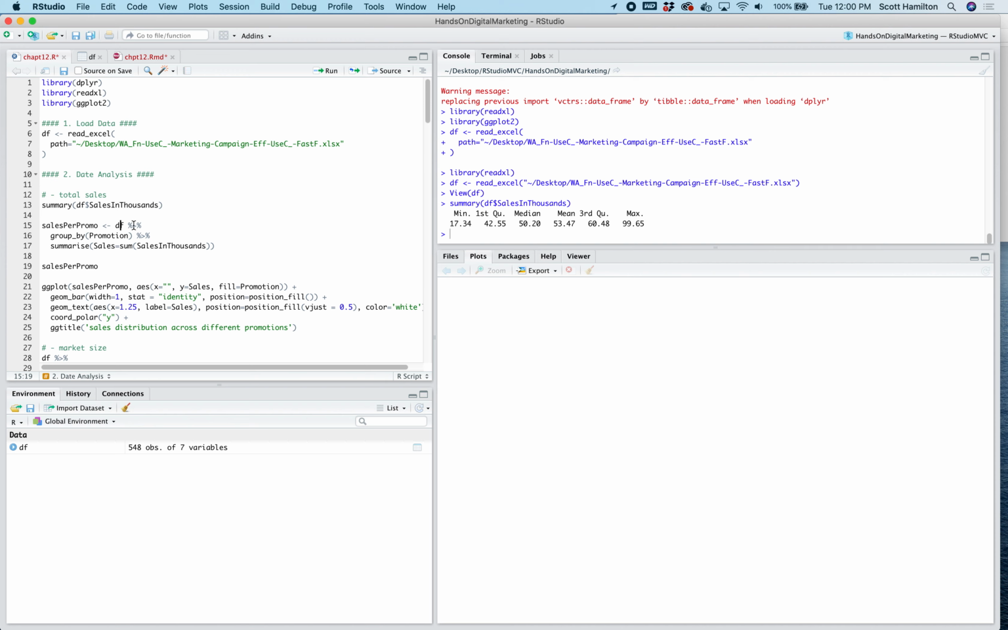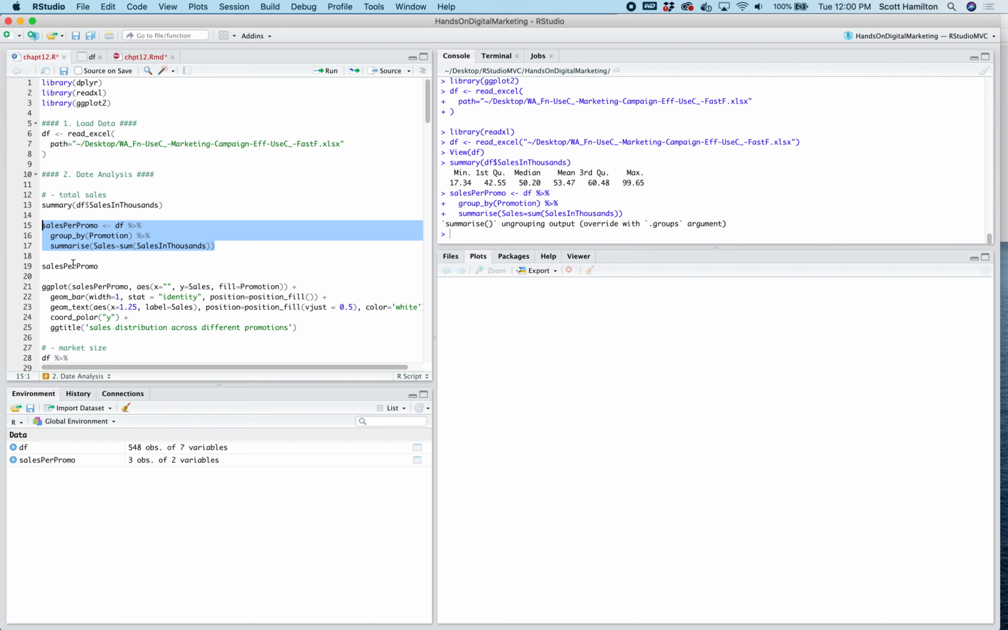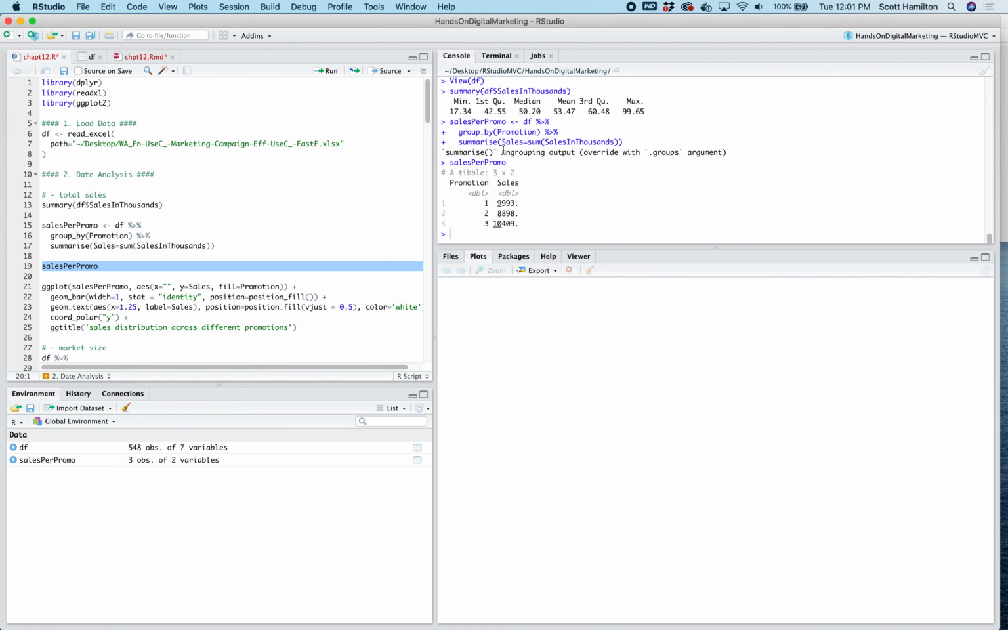We're going to take our data set, pipe it through a group by promotion, and then pipe that through a summarize of what we're going to call sales, and that equals the sum of sales in the thousands. So hopefully you're still tracking on what that means each time, and then we can look at that in our output and we can see total sales in thousands per promotion. There's 3 promotions and we've got 1, 2, and 3. Looks like 3 did the best overall in total sales.